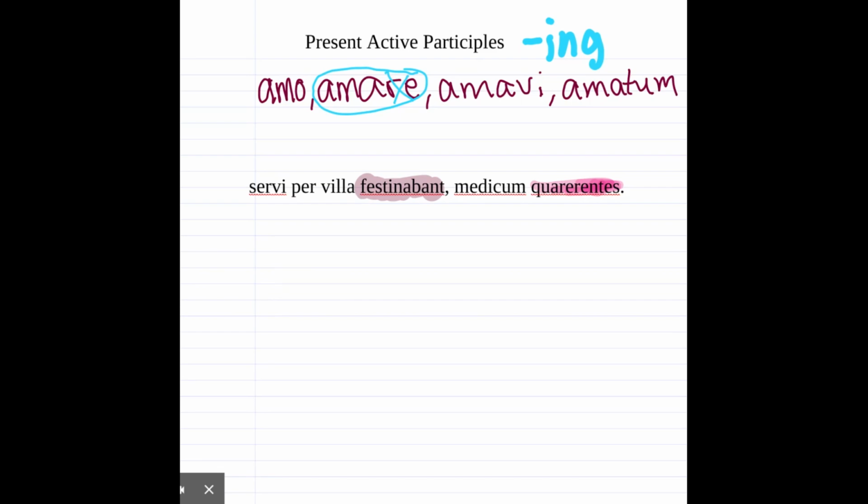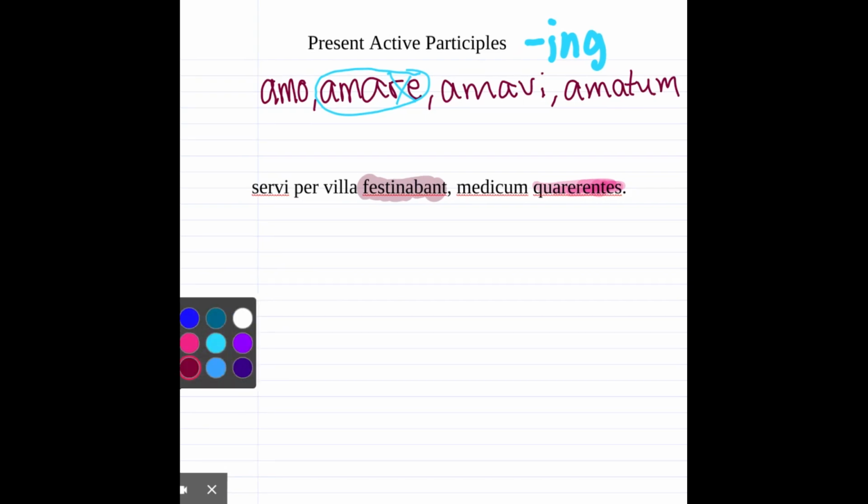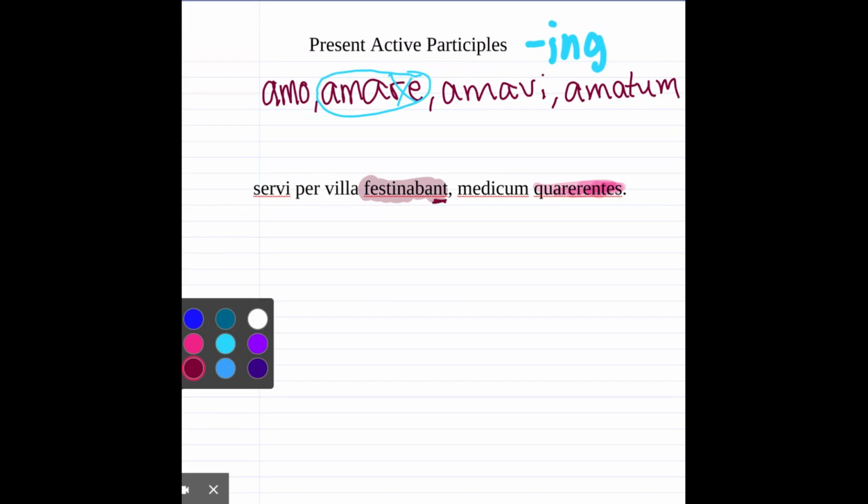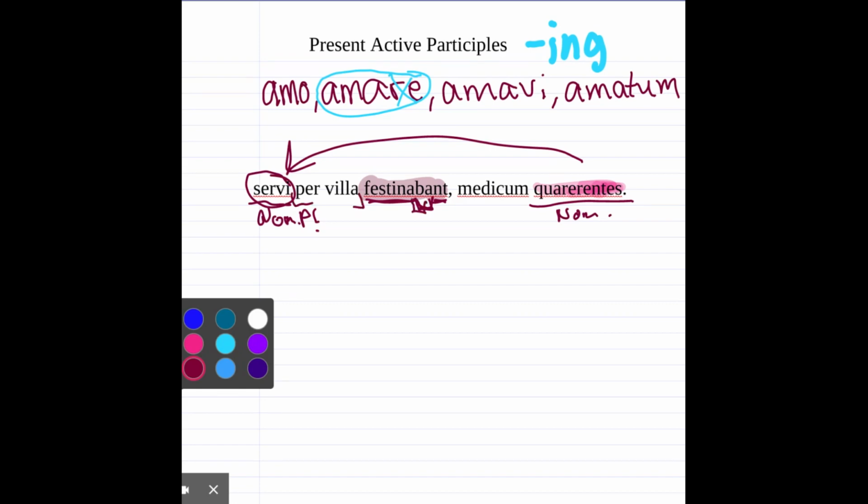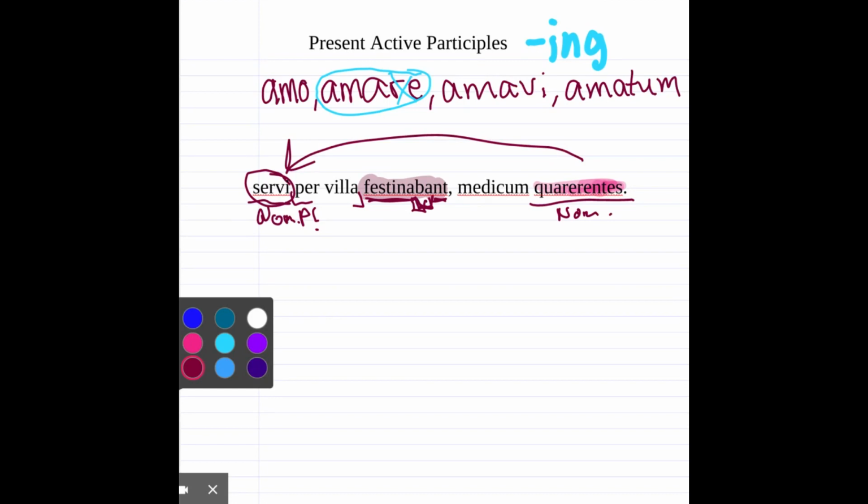So we know that festinabat is, sorry, I'm trying to figure out how pens work. We know festinabat, the -nt is letting me know I'm looking for something that's nominative plural. Well, I actually have two things that could be nominative plural: servi and quaerentes. Well, this lets me know that since this is nominative plural, it is going to describe something that is also nominative plural, meaning servi. We know this was happening in the past because of this -ba, and then your actual verb is to hurry. So we have the slaves were rushing through the house, and what were they also doing? Searching for the doctor.